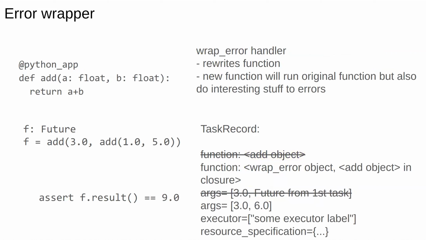We stick on an error wrapper object. So there's a lot of wrapping that happens in Parsl. And this is the first bit here, where we replace the function, which used to be an add object. It's now a new function called wrap error, which inside its closure happens to have the reference to the add object.